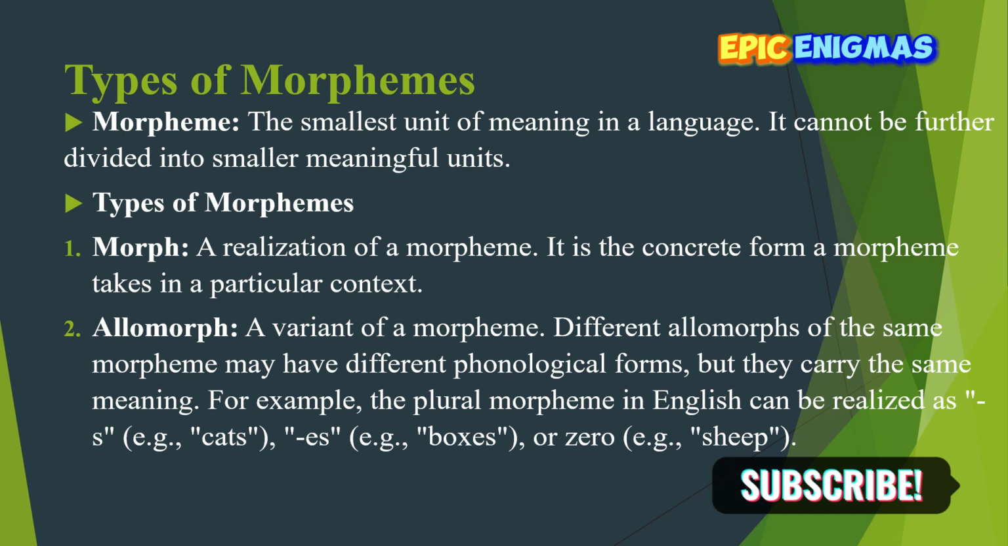Allomorph, a variant of a morpheme. Different allomorphs of the same morpheme may have different phonological forms, but they carry the same meaning. For example, the plural form in English can be realized as s, for example, cats, or es, boxes, or zero, e.g. sheep, no change at all.